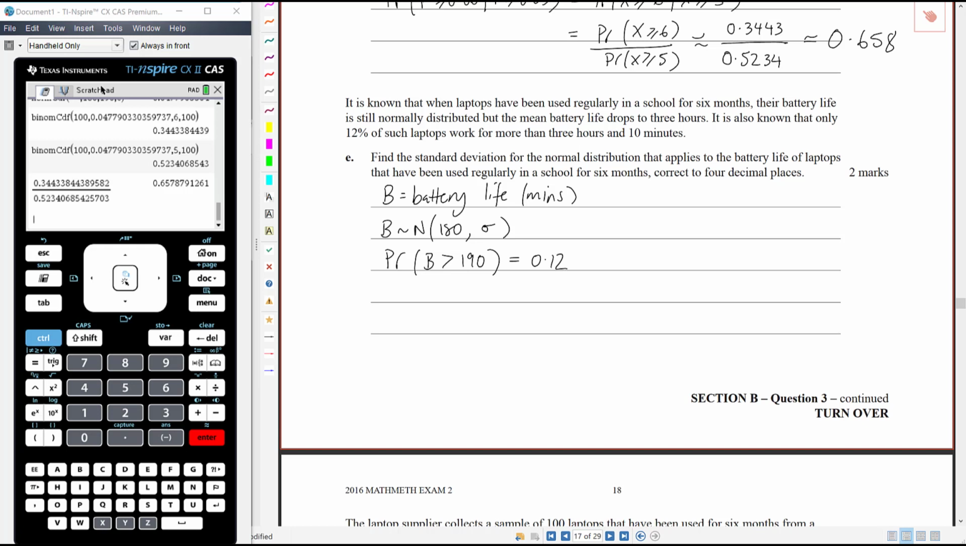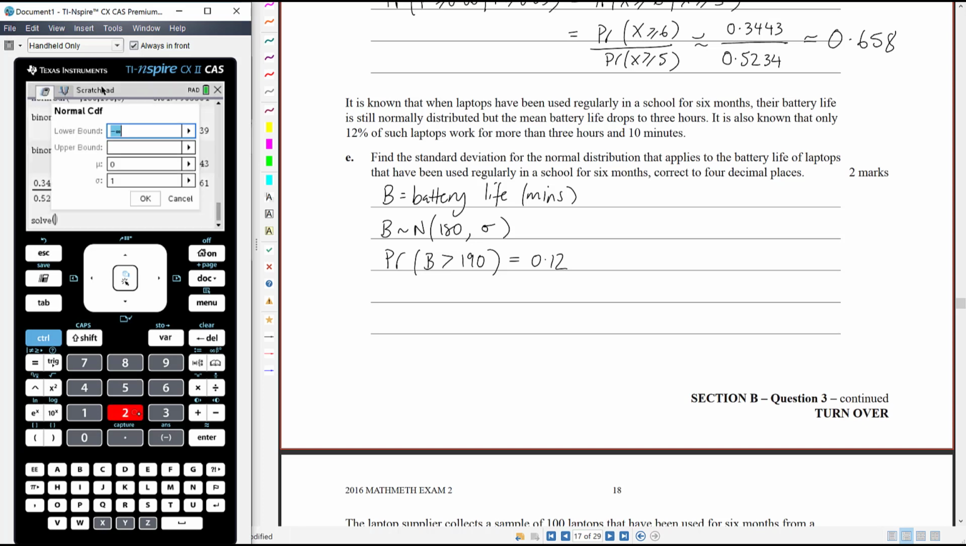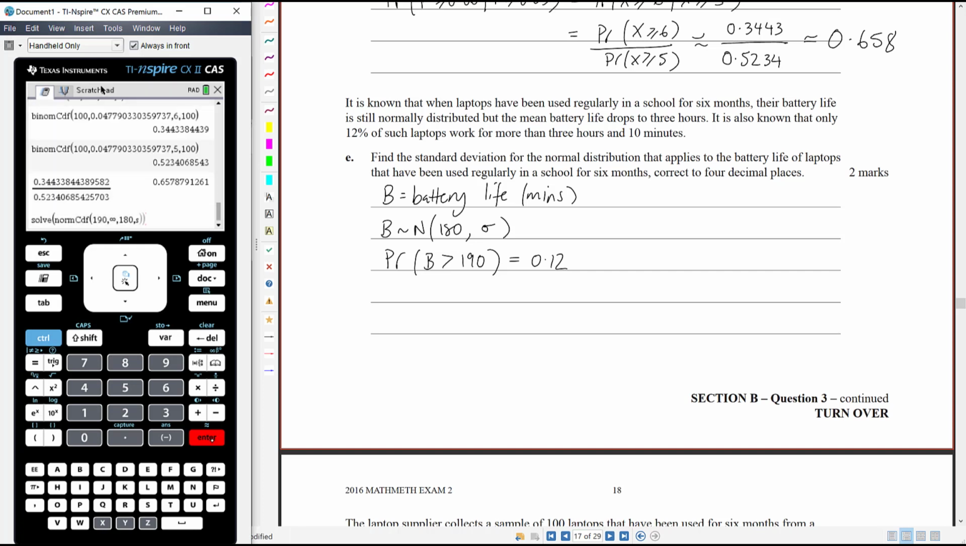Your CAS can solve that equation. So we're going to do menu 3.1, and then we want menu 5.5.2, so normal CDF, bigger than 190, so 190 to infinity, oops, not to pi, to infinity. The mean is 180, and the standard deviation we don't know, so I'm just going to call that S. Now my CAS won't like having an unknown in there, but we want to solve that probability. We know that that has to be equal to 0.12.